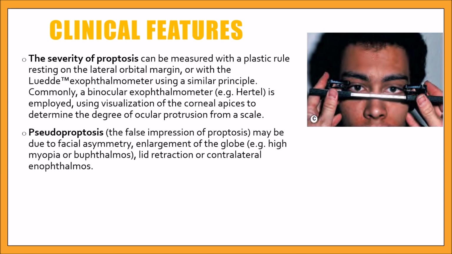Pseudoproptosis, which is the false impression of proptosis, may be due to facial asymmetry, enlargement of the globe, for example in cases of high myopia or buphthalmos, lid retraction, or contralateral enophthalmos.